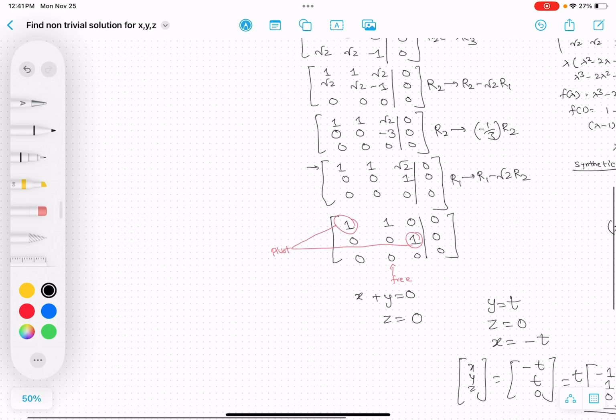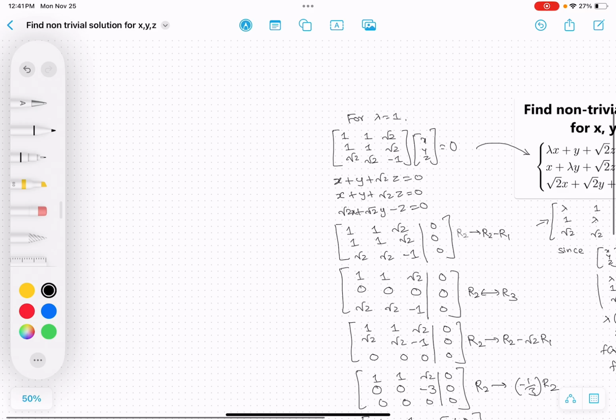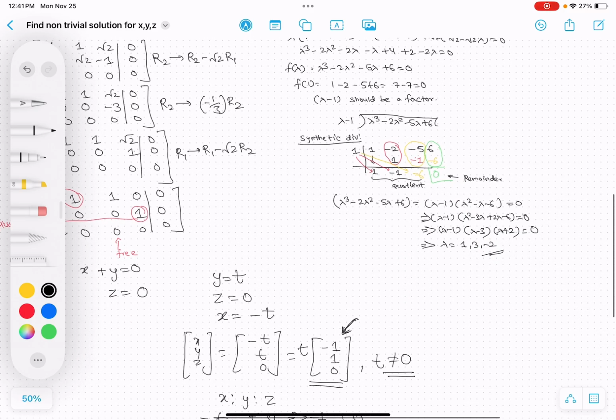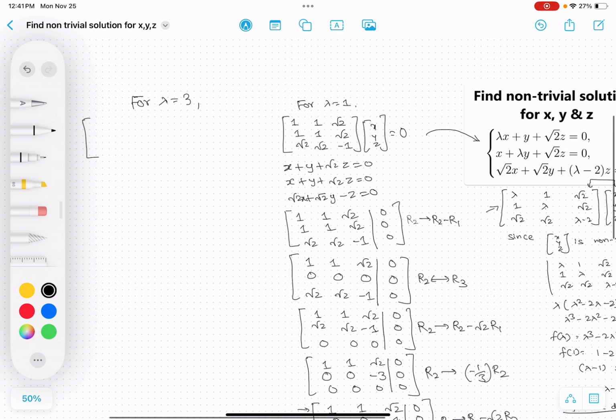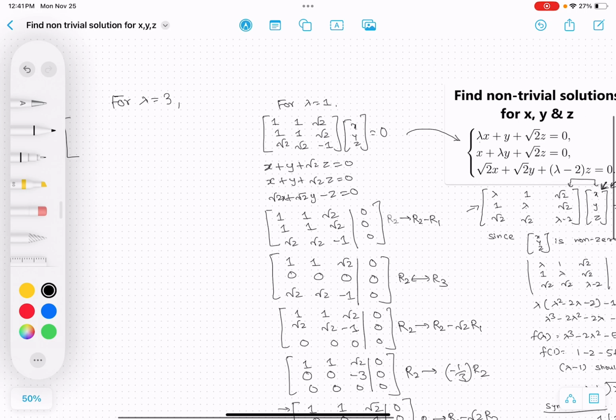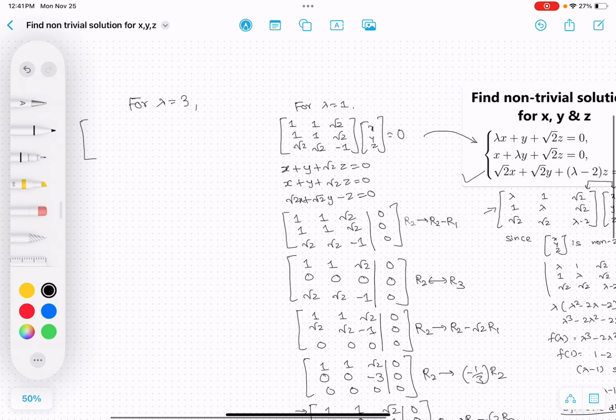Okay, so now let's get to the other case, where lambda is equal to 3. Now the drill is the same. I'll just go a bit fast because the video is getting long, right? I can just do the same thing. So if it's 3, I will just substitute lambda over here in this main equation.